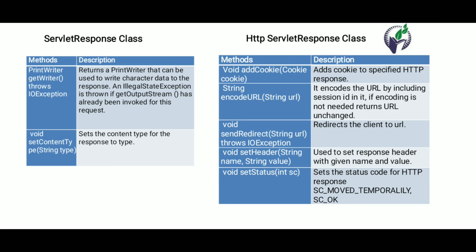So the add cookie method is used to add the cookie. Encode URL encodes the URL if any encoding is performed on the response. Then the send redirect method redirects the client to that particular URL. Then the set header method sets any particular type of header; the header name and value are passed along with the parameters of the set header method.